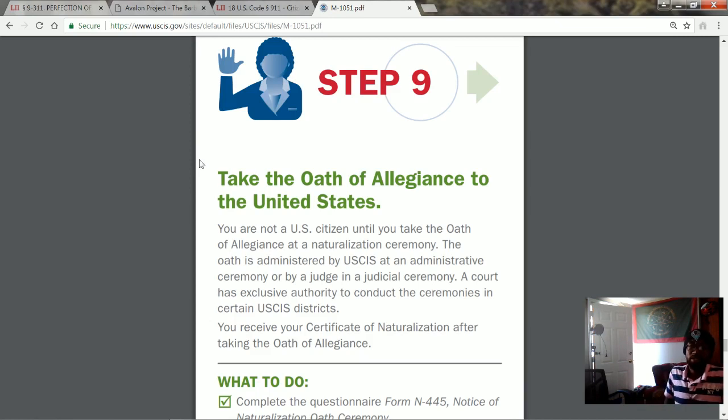You are not a U.S. citizen until you take the oath of allegiance at a naturalization ceremony. Has anybody taken the oath of allegiance at a naturalization ceremony? The oath is administered by a USCIS officer at an administrative ceremony or by a judge in a judicial ceremony. A court has exclusive authority to conduct the ceremonies in certain USCIS districts. You receive your certificate of naturalization after taking the oath of allegiance.